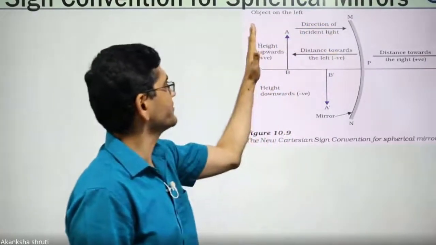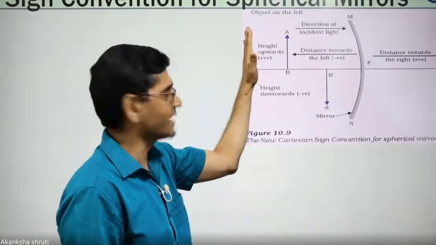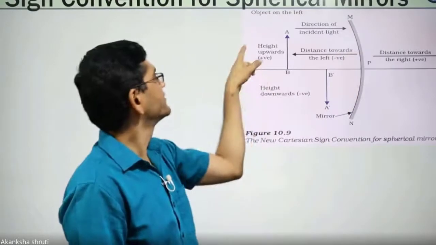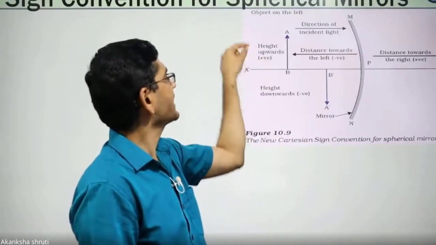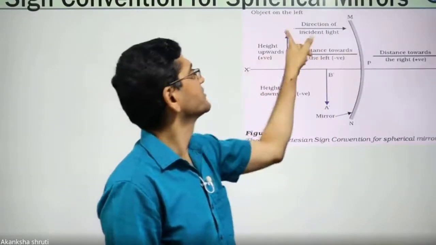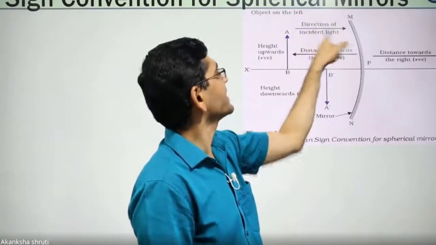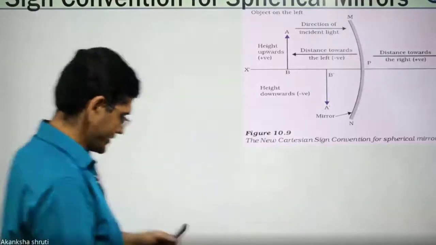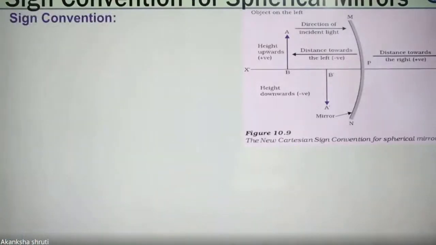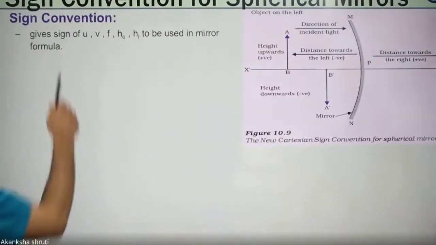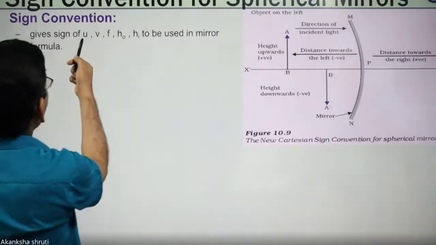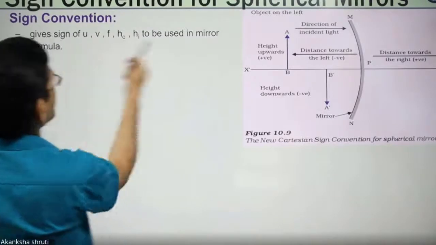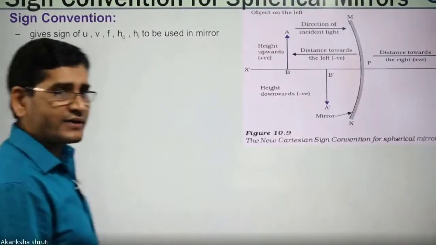Means that's why we were placing the object on left hand side and the mirror facing the object, so that the ray can come from the object. That position is written as direction of incident light. Okay. So what these are? Very easy thing. The sign convention that we are following gives us the sign for U, V, F, H, O, H, I while using the mirror formula and magnification.